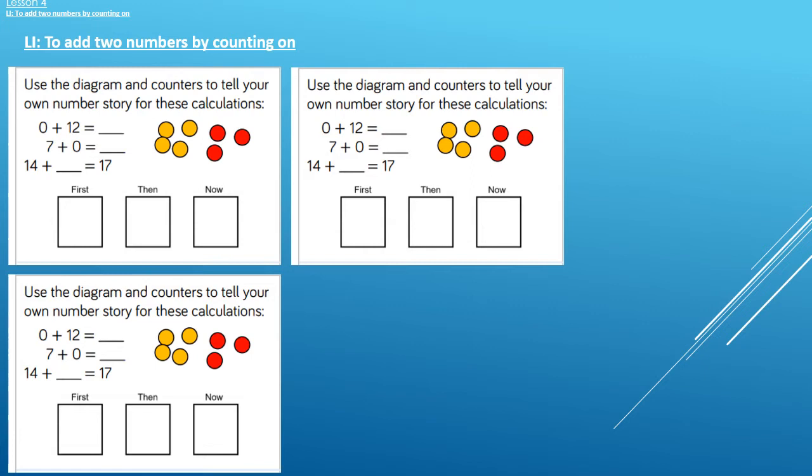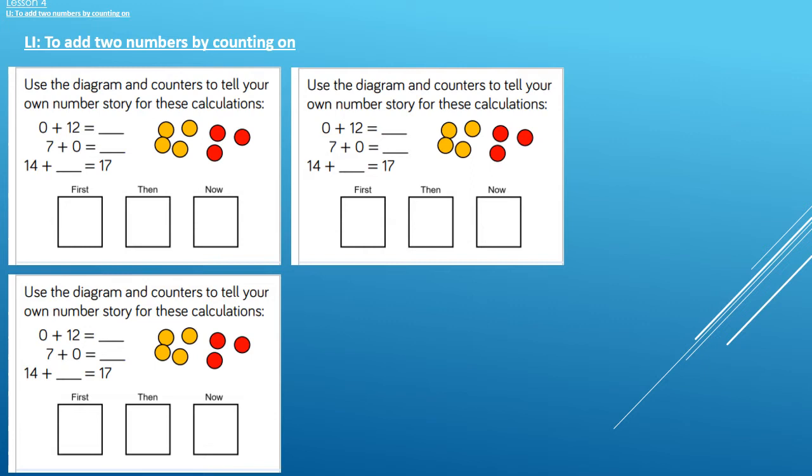0 plus 12 equals... Now let's think about this. 0 plus 12. What's the larger number? 12. So we put 12 in our head. And then we're adding 0. Now, we know when we add 0, we're not adding anything. So our answer would be 12.